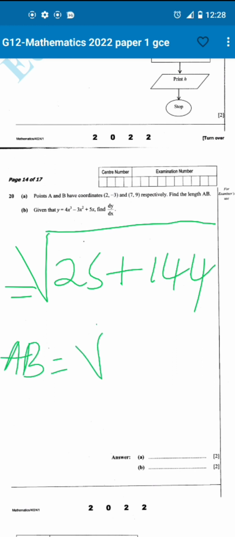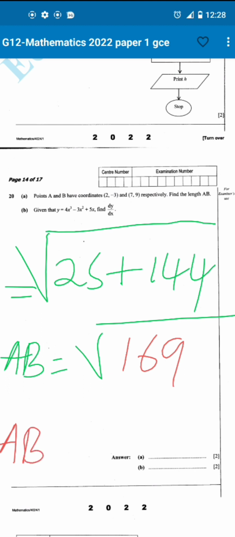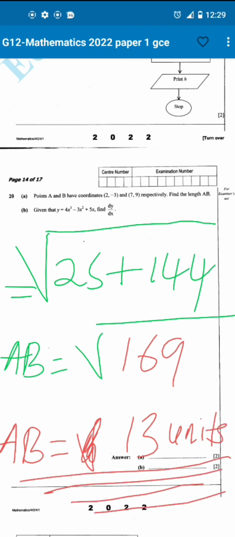Let's just add 144 plus 25. We're going to get 169. So therefore, the length of AB is equal to the square root of 169. The square root of 169 is 13. Then you even put units. So the length of line AB is 13 units.